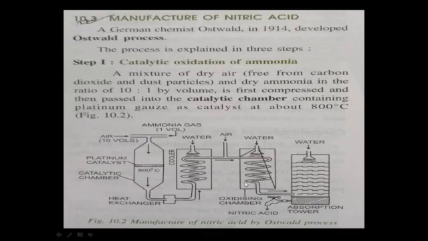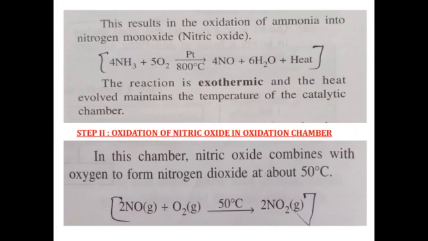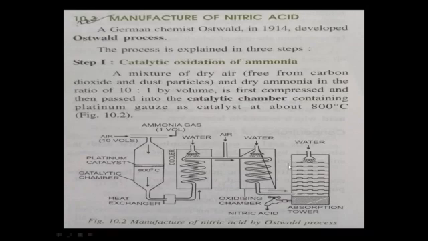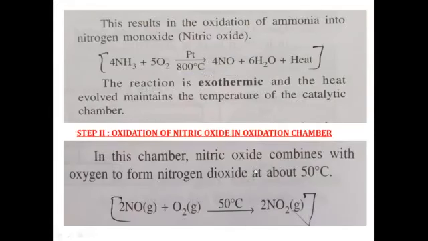So in this oxidizing chamber, what happens? Nitric oxide converts to nitrogen dioxide in oxidation chamber. Nitric oxide combines with oxygen to form nitrogen dioxide at about 50 degrees Celsius. So this is nitric oxide combines with oxygen at 50 degrees Celsius to give nitrogen dioxide. This is step number 2.